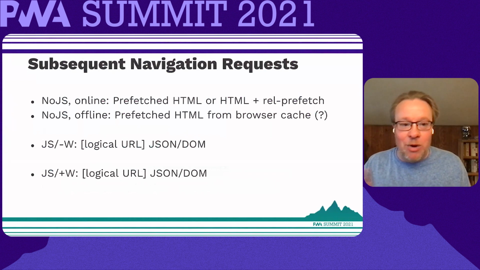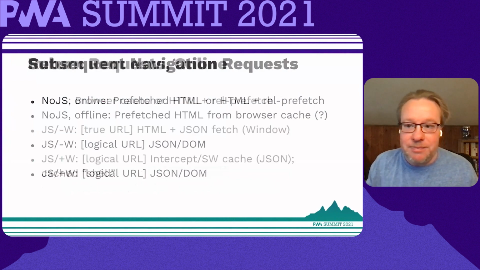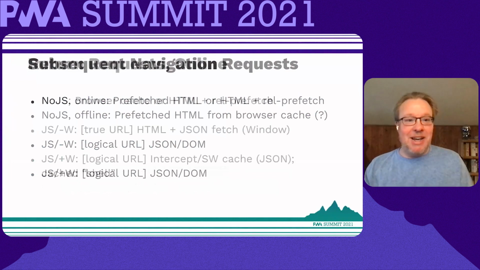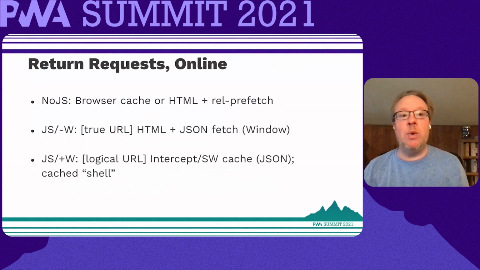With our JavaScript, without a worker, with a worker, we're still dealing with JSON URL or JSON payloads and DOM manipulation on our subsequent nav requests. All right, let me bring this home and finish up the talk here a little bit so we can get to the remaining talks and the Q&A.